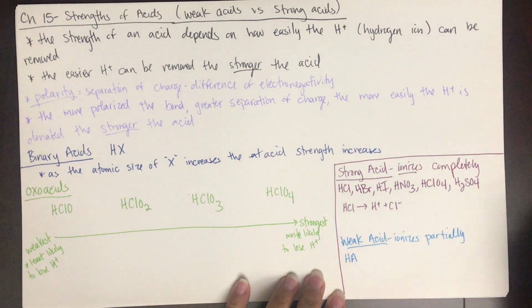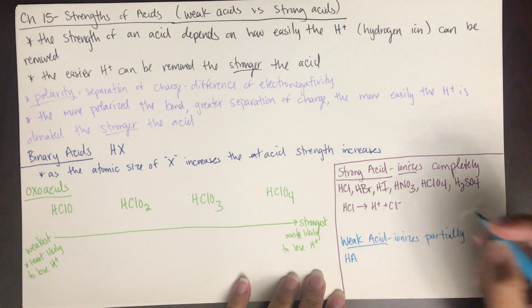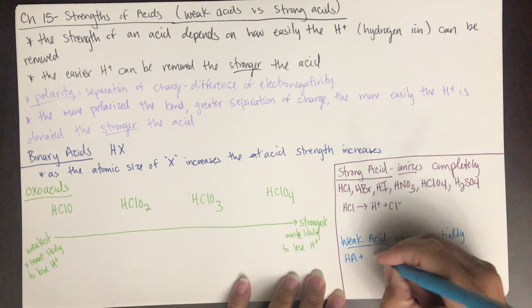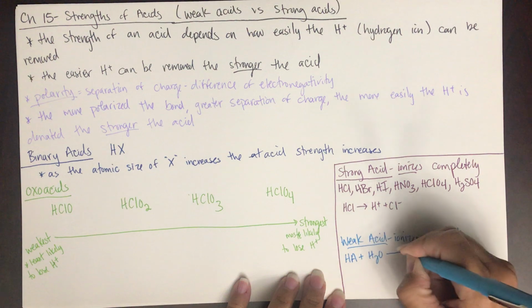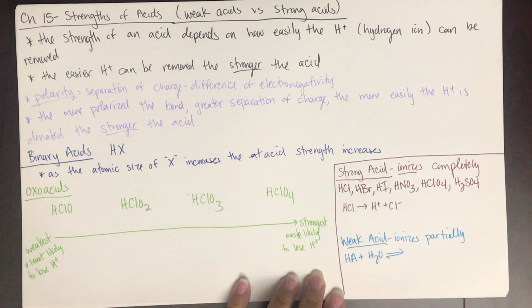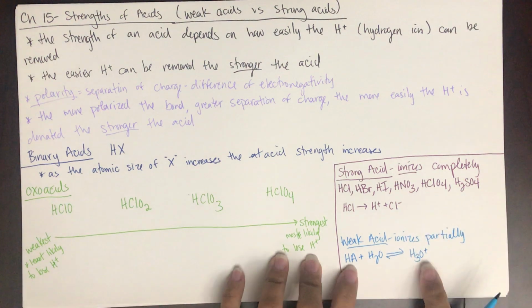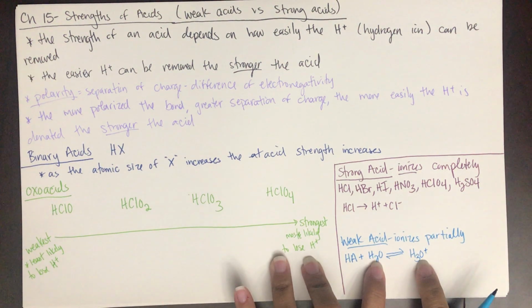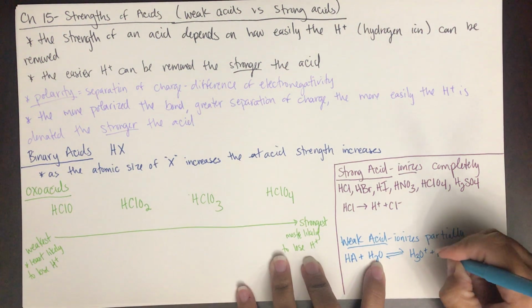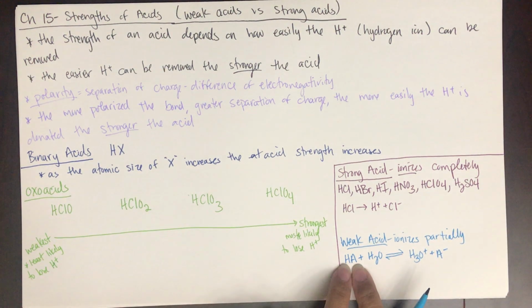When we write the ionization of a weak acid HA, it's HA plus water, and then it exists in equilibrium, meaning that this weak acid partially ionizes. When this happens, it forms the conjugate acid of water, and it forms the conjugate base of whatever this weak acid is. We're going to see many, many, many examples.